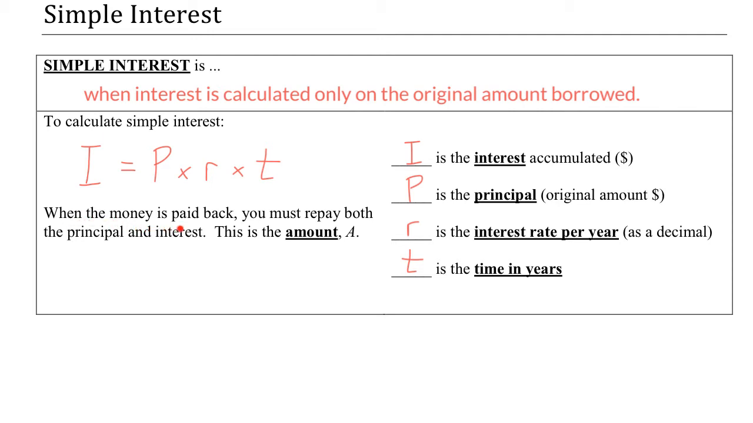Now, when the money is paid back, you must repay both the principal and the interest. This is the amount, A. So to calculate the total amount of money, you take the principal and add the interest. A equals P plus I. This will all make more sense, hopefully, when we do some examples.